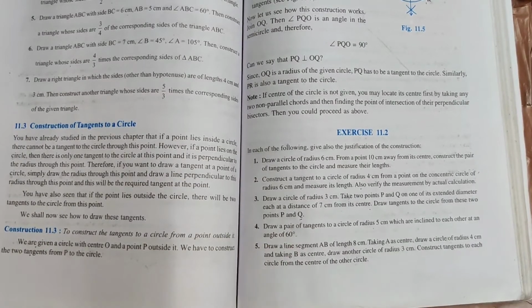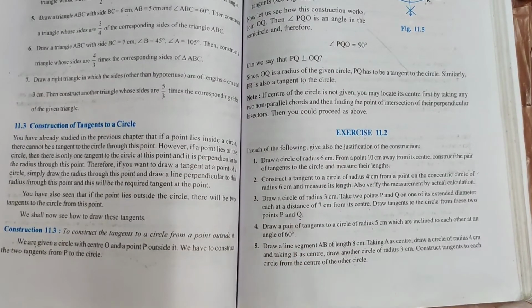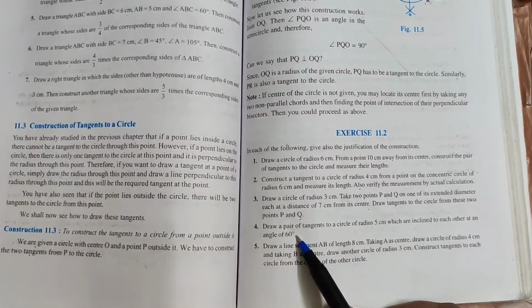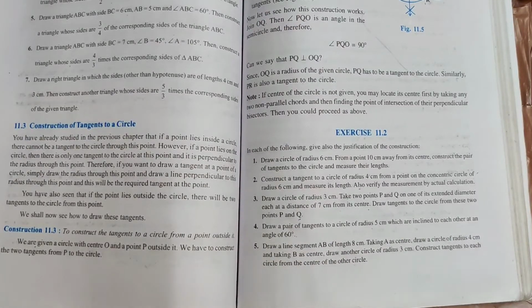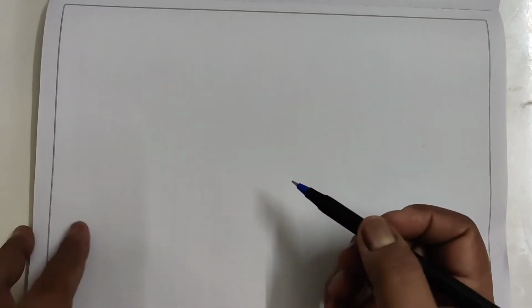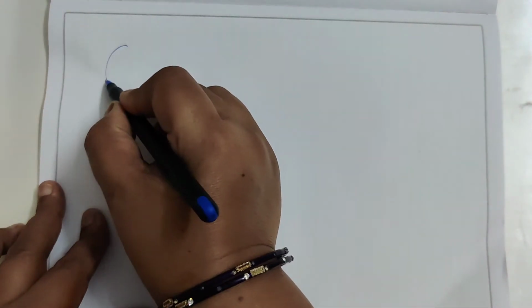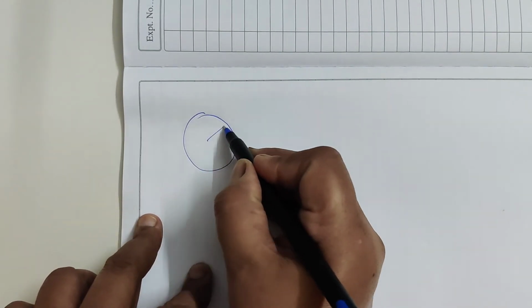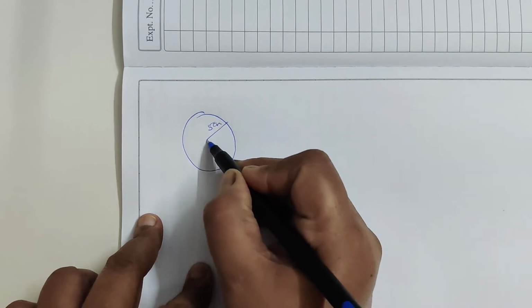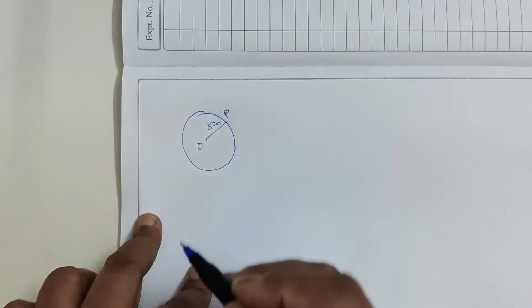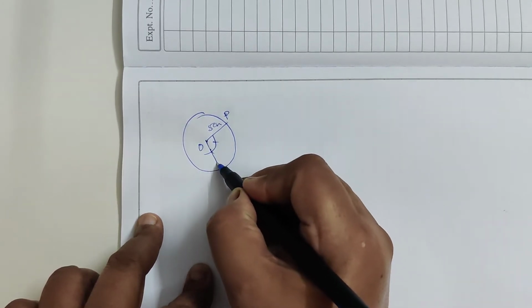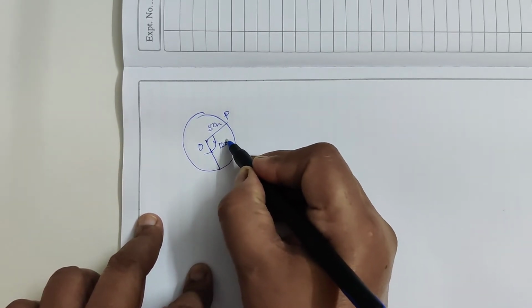Now question number 4. Draw a pair of tangents to a circle of radius 5 centimeter which are inclined to each other at an angle of 60 degree. The rough diagram of this figure: draw a circle of radius 5 centimeter, with points O and P. Now make the angle 120 degree. 60 and 60, 120. This angle equals 120 degree.